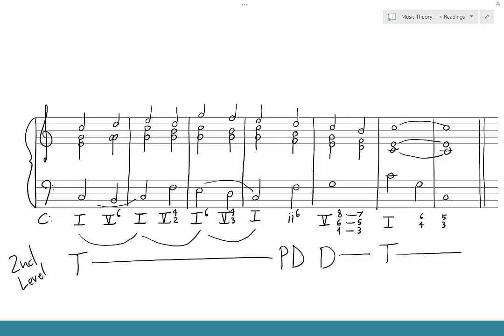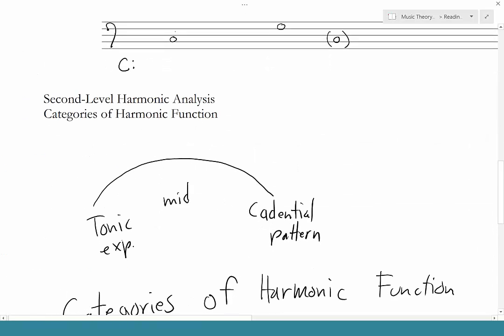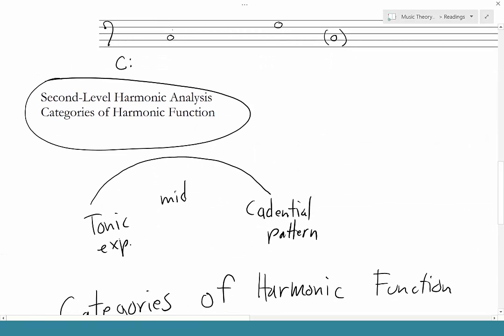This is the type of thing that will help you see the harmonic proportions and how it's different from a model, and it will also help you to see that phrases are constructed in a very similar way on the broad scale, but when you get down to the first level analysis, there are very different ways to get from scale degree 1 up to scale degree 5. And that's why each piece is going to sound different, because they find a new way to accomplish that task. So that is second level harmonic analysis and categories of harmonic function.